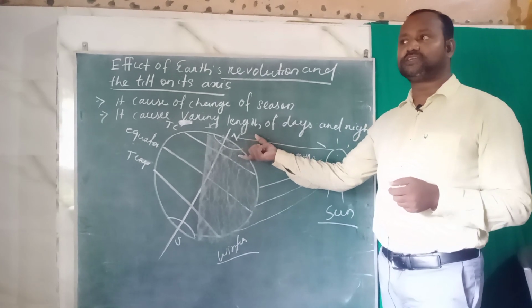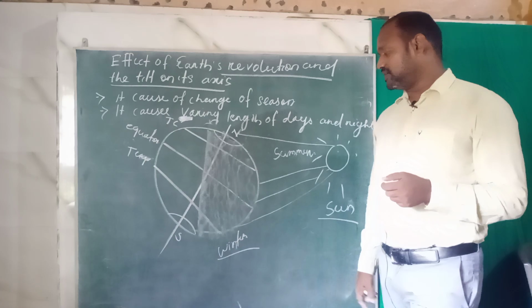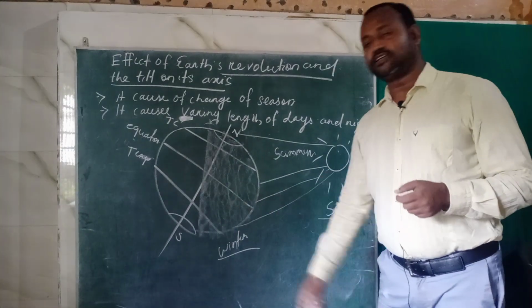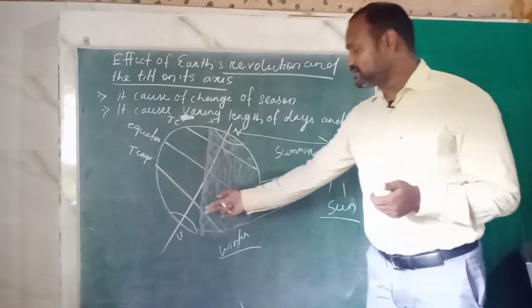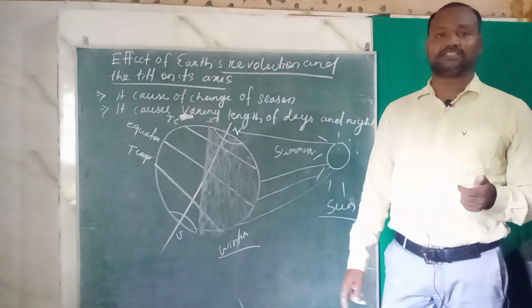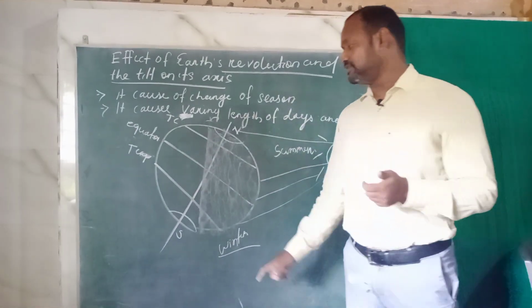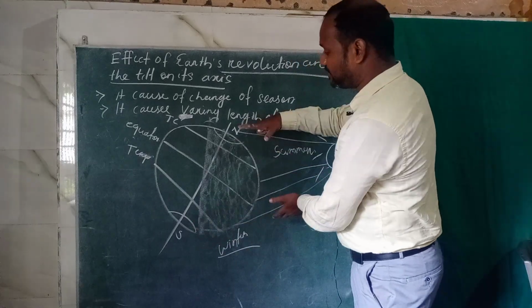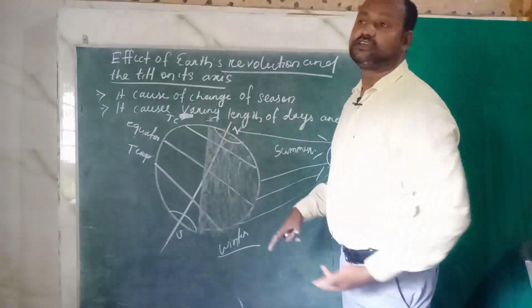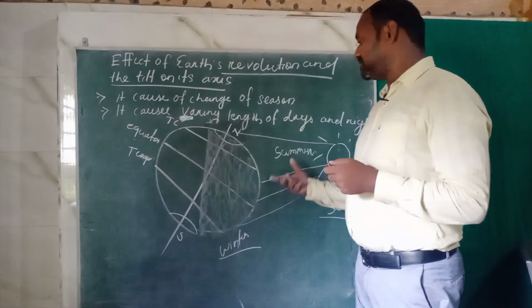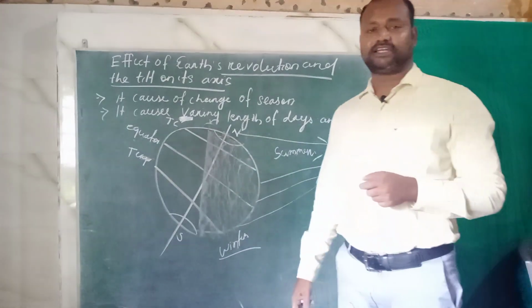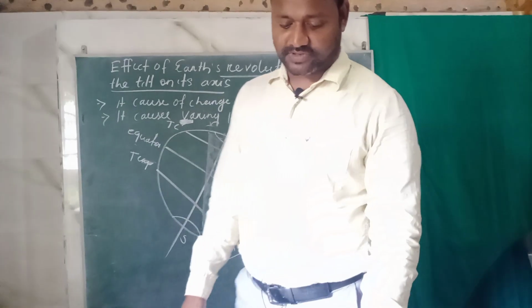So here the temperature and sunlight will be there, but in the southern hemisphere there will be darkness for 6 months, because it will not receive sunlight, as it does not come to the position where the southern hemisphere will be receiving the direct sun rays. So for that reason the duration of day and night varies from time to time.